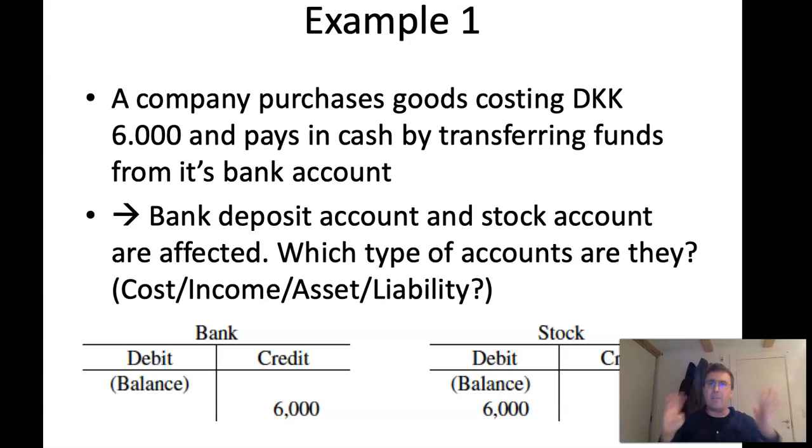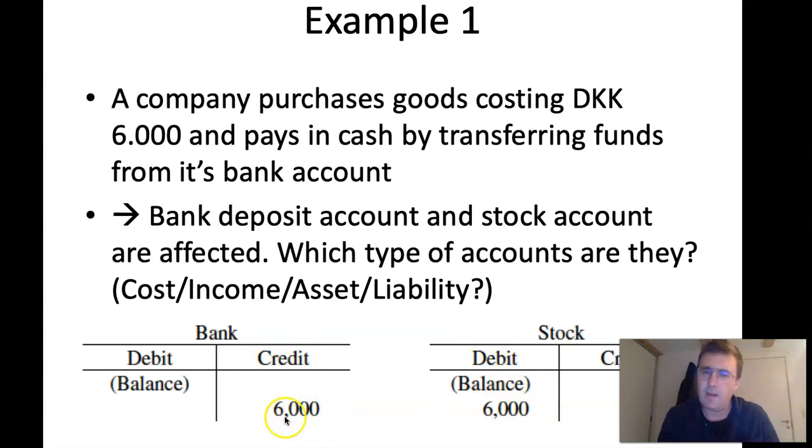Example 1. A company purchases goods costing 6,000 and pays in cash by transferring funds from its bank account. The bank deposit account and stock account are affected. So stock and bank account. Which type of accounts are they? Cost, income, assets, liability. If we say the bank, we see the debit balance here and the credit balance here. Stock, debit balance, and the credit balance. So you take things from the stock. Does that make sense?